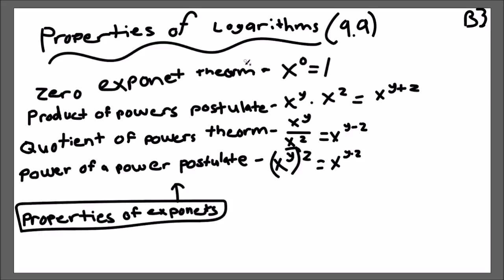First of all, any number to the power 0 equals 1. When you have two of the same coefficients and you're multiplying them, you take the exponents and add them. When you have two of the same coefficients and you divide them, you subtract the top and the bottom. And when you have an exponent outside of parentheses, you multiply the exponents, but not the coefficient.